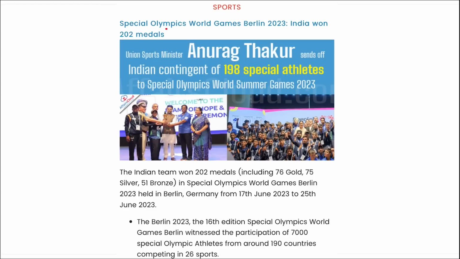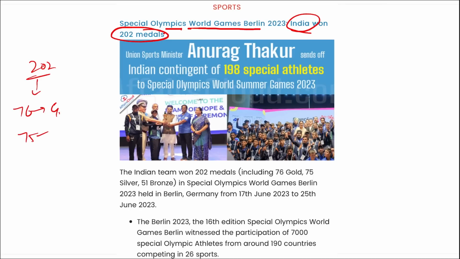Next is sports. Special Olympic Games, World Games Berlin. I repeat, the Special Olympic World Games Berlin 2023 was held and India won 202 medals here. Out of these, 76 are gold, 75 are silver, and 51 are bronze. They won this in the Special Olympic World Games in Berlin 2023, held in Germany, Berlin from 17th to 25th of June.